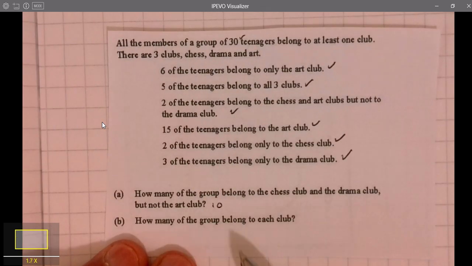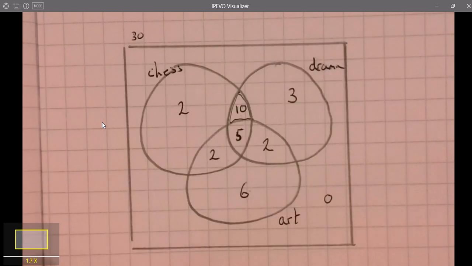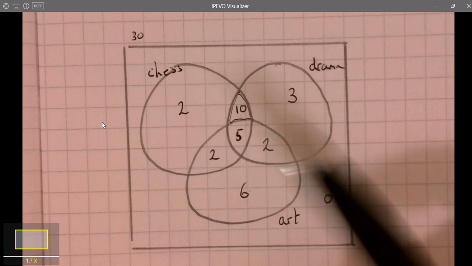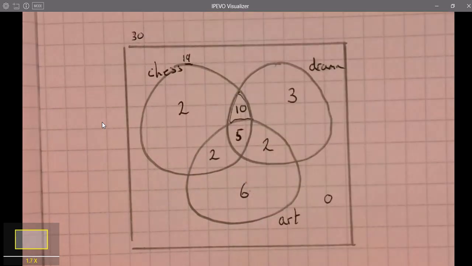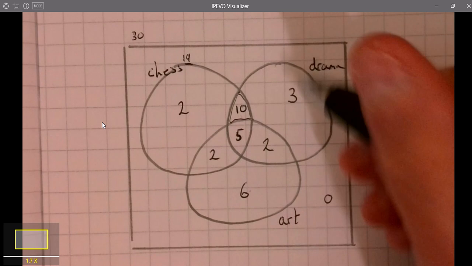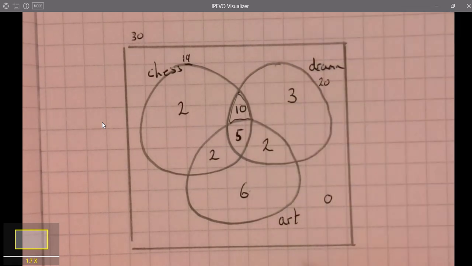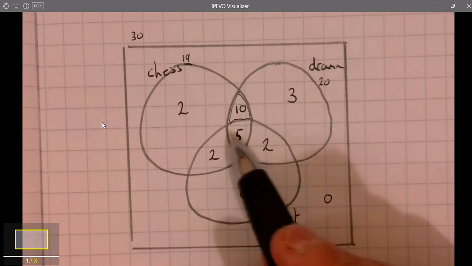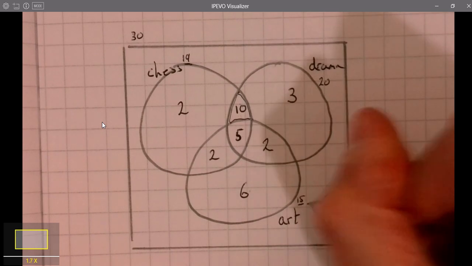And how many of the group belong to each club? So how many in chess? 15, 16, 17, 18, 19. So there was 19 altogether there for chess. And drama, 15, 20. And I think we've already got art, haven't we? 15. Right? That was one of the bits of information that we were told. Okay, 11, 12, 13, 14, 15. There we go.